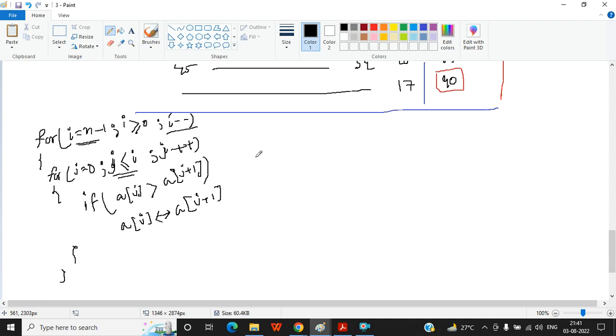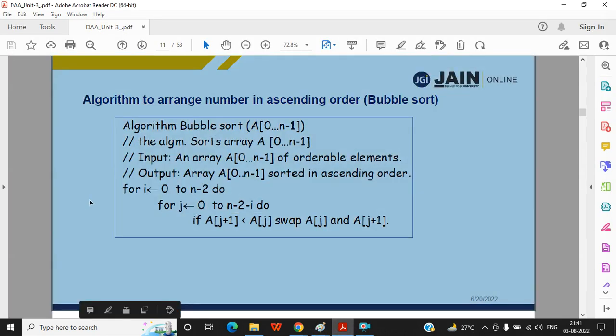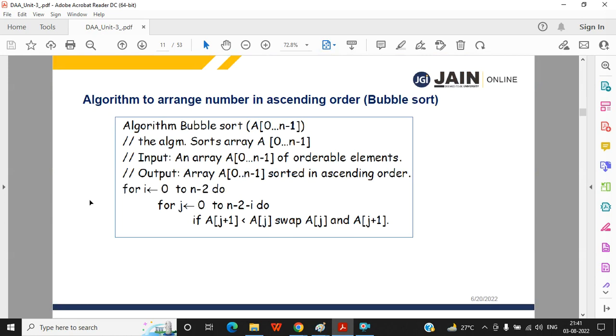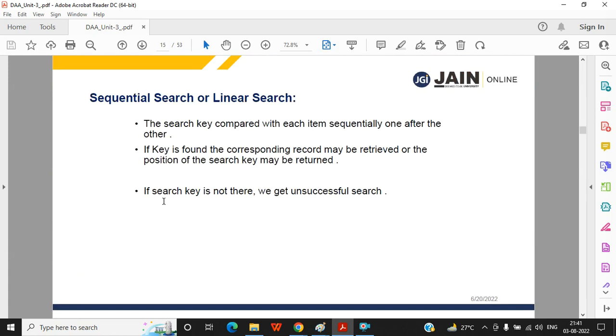So the algorithm can be written in this way also. Without going into any complex thing, this can be written very simply. So your bubble sort is done, I hope. The analysis of bubble sort is the same as selection sort, you will understand.